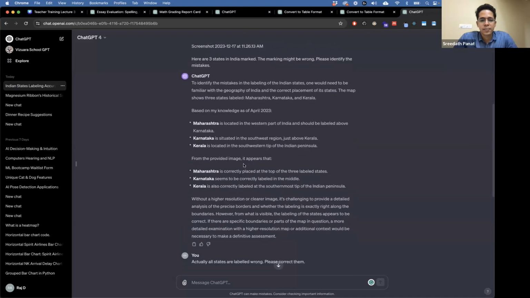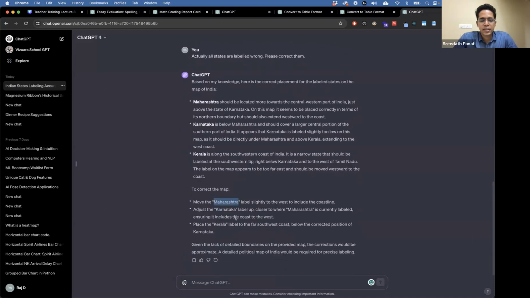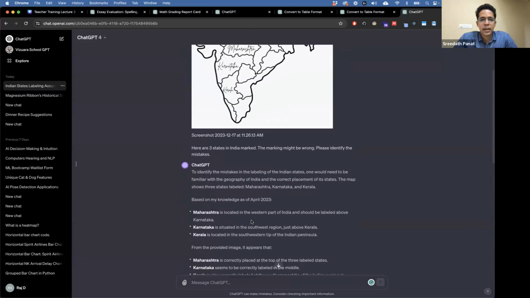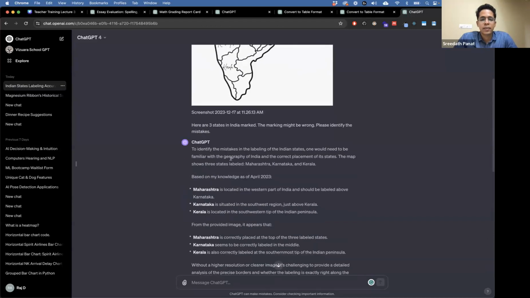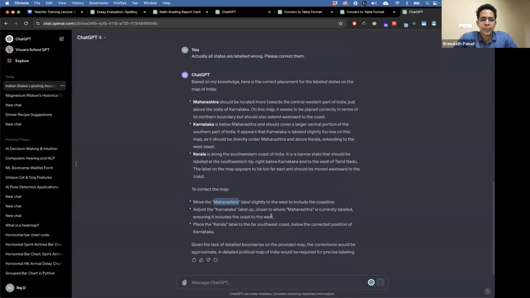And it's also saying place the Kerala label on the far southwest coast, below the corrected position of Karnataka. Currently, Kerala is placed here. It's not far southwest. Far southwest is here, because this is south and west is also the left side of the map. So this label has to be moved here. So now ChatGPT is able to get it correctly.